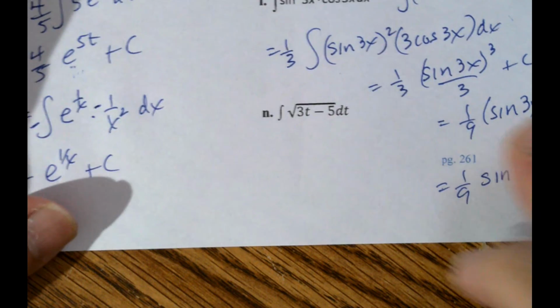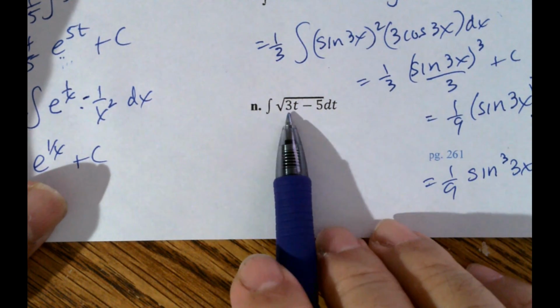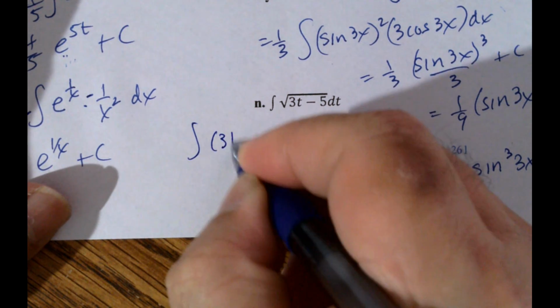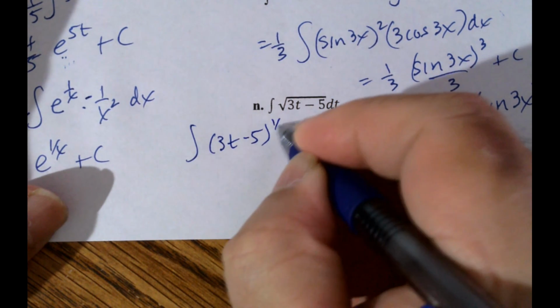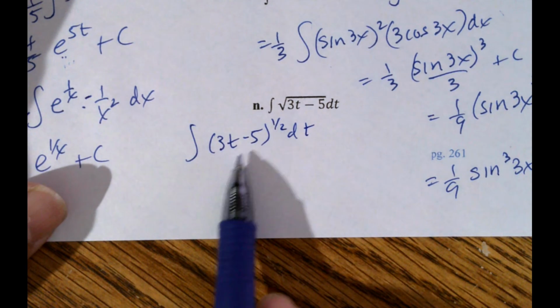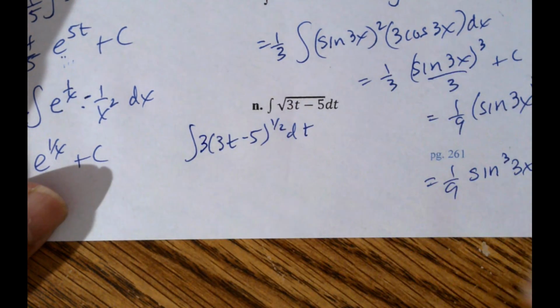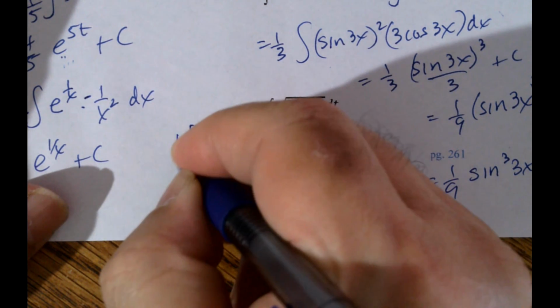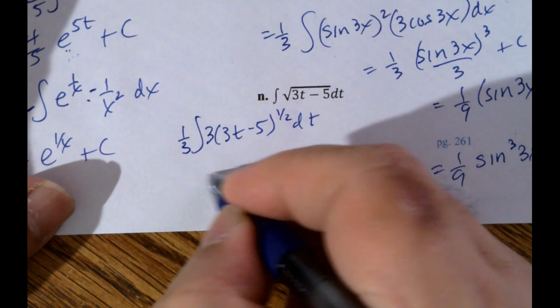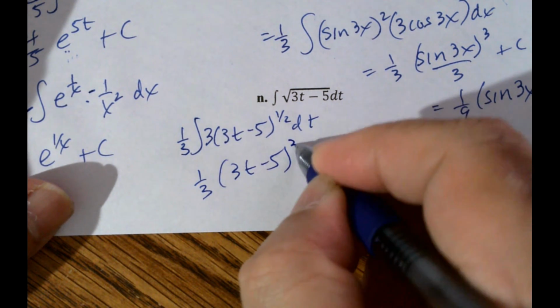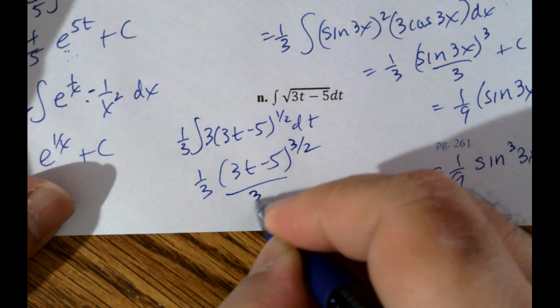All right, and here, I'm going to rewrite this first. That's 3t minus 5 to the 1/2 dt. So I need the derivative of the inside. The derivative inside is 3. I put a 3 there, compensate for that 3 by putting a 1/3. So that's going to be 1/3 times 3t minus 5 to the 3/2 divided by 3/2.